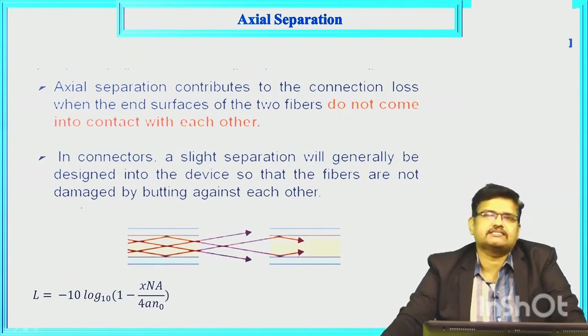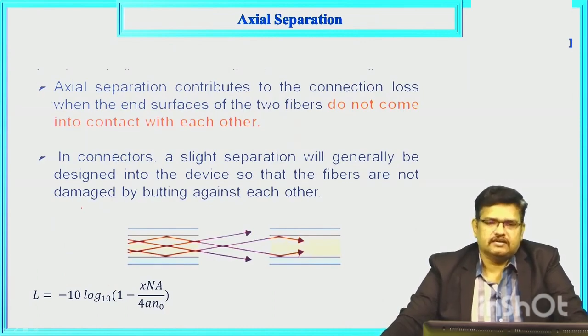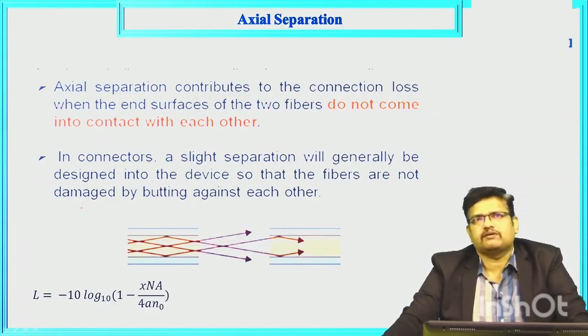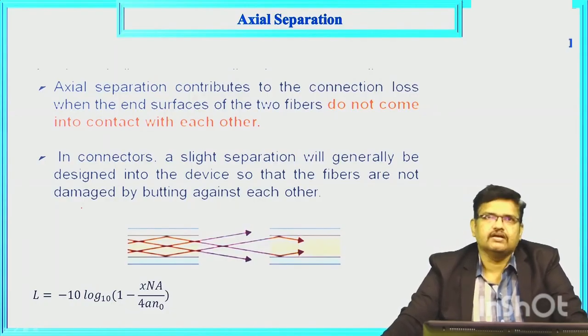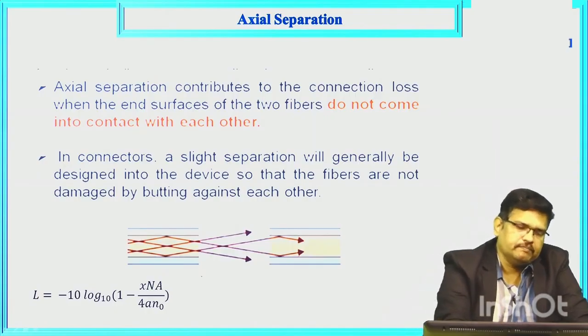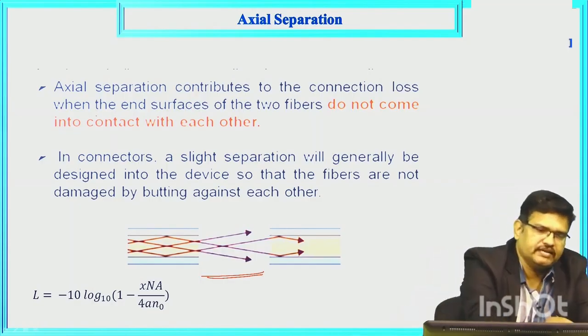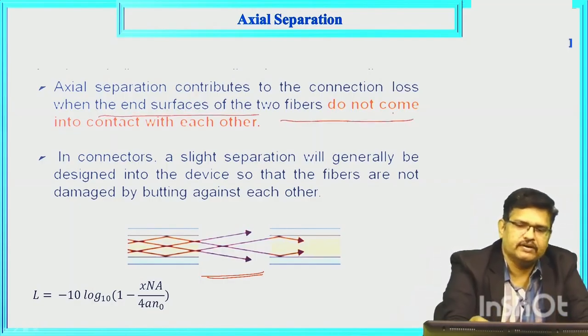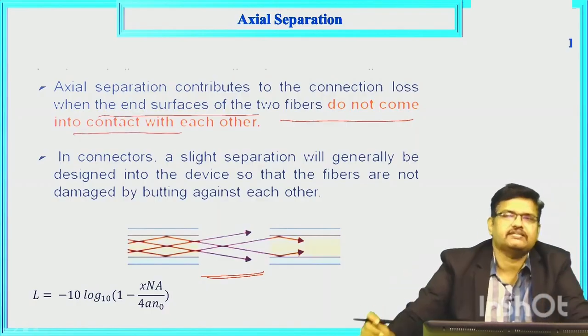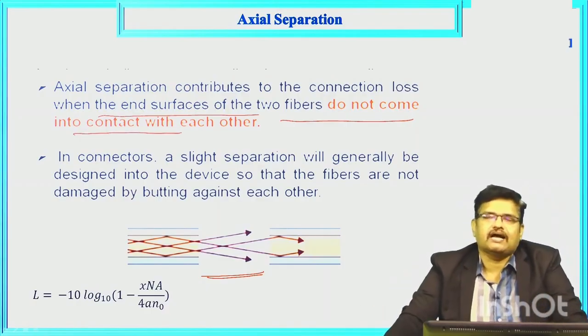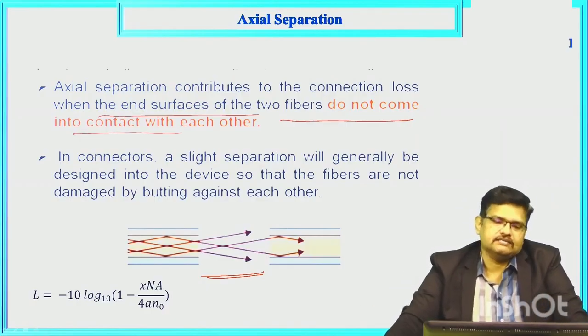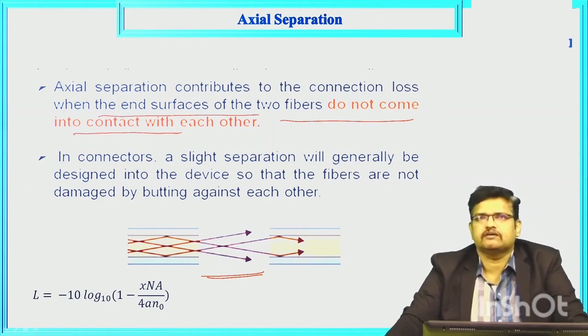Next one, axial separation. This is another important loss in the fiber to fiber connection. Axial separation is nothing but these two fibers may not contact each other. We are supposed to think these two fibers join each other, but if you see, the end surfaces of the two fibers do not come into contact with each other. This is the thing with axial separation. Even a slight gap creates more loss.